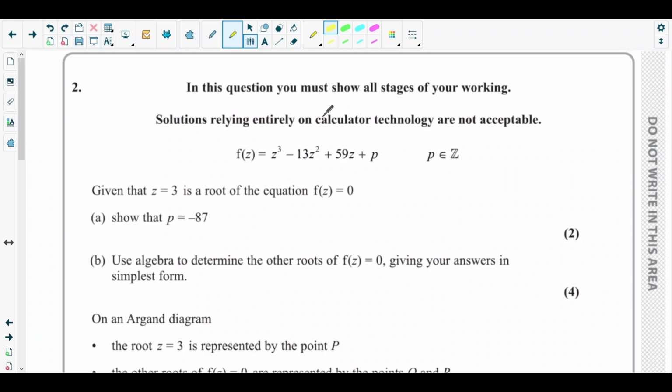Here, a function f(z) is given as f(z) = z cubed minus 13z squared plus 59z plus p, where p is an integer. Given that z = 3 is a root of the equation f(z) = 0, part A is asking to show that p = -87.